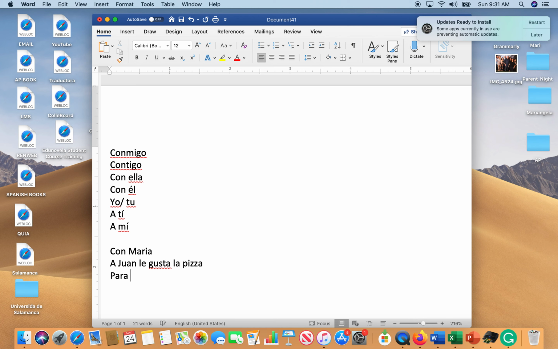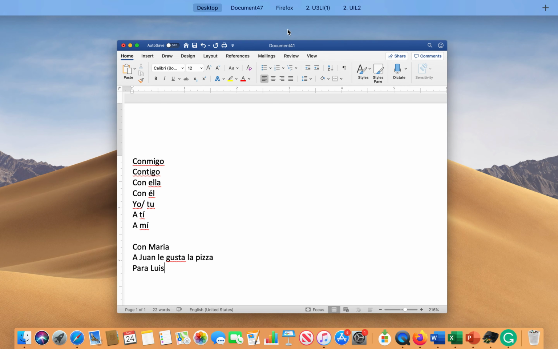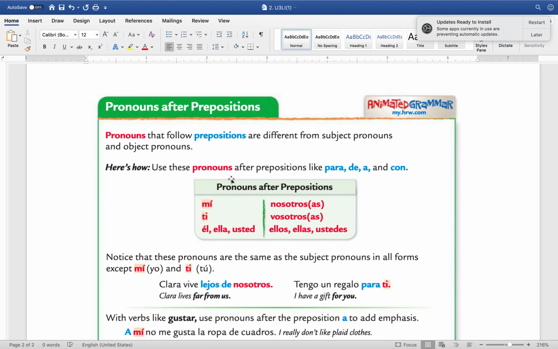Para Luis, okay? This is very simple, muy simple. So every time you use these prepositions right here, do not use yo, do not use tú. You can use everything else, but no yo, no tú. Just mí and ti. Mí is yo, ti is tú.